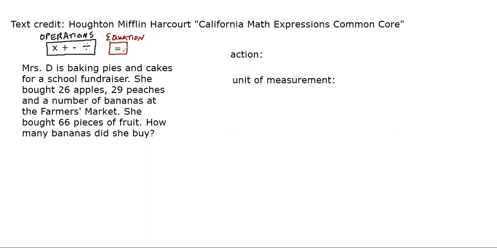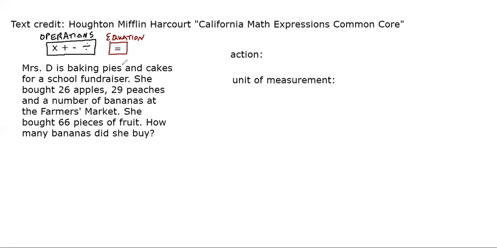First, let's read through the whole problem one time, just to get an overview. Mrs. D is baking pies and cakes for a school fundraiser. She bought 26 apples, 29 peaches, and a number of bananas at the farmer's market. She bought 66 pieces of fruit. How many bananas did she buy?